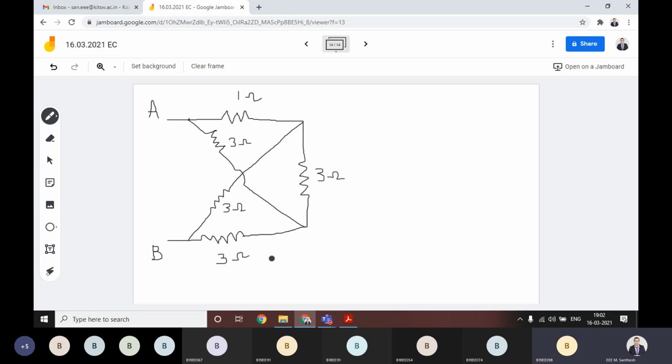Sir, 2.4. How much? 2.4. That means 14 by 6 you are getting. Yes, sir. Everyone, you are getting this value, 2.333. 2.4 exactly, that is the correct answer.